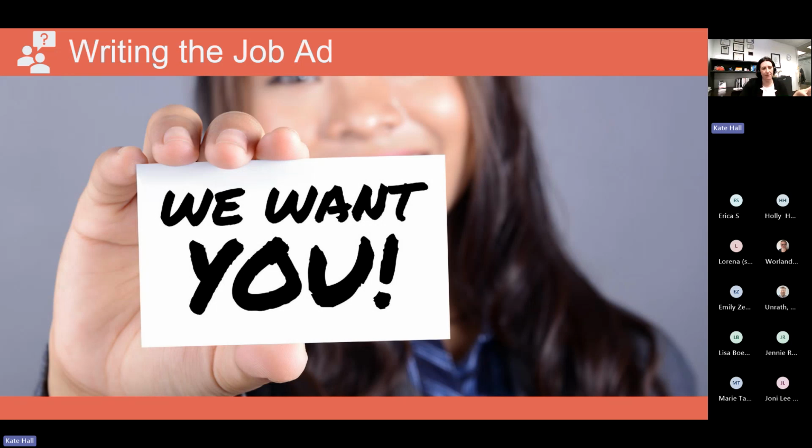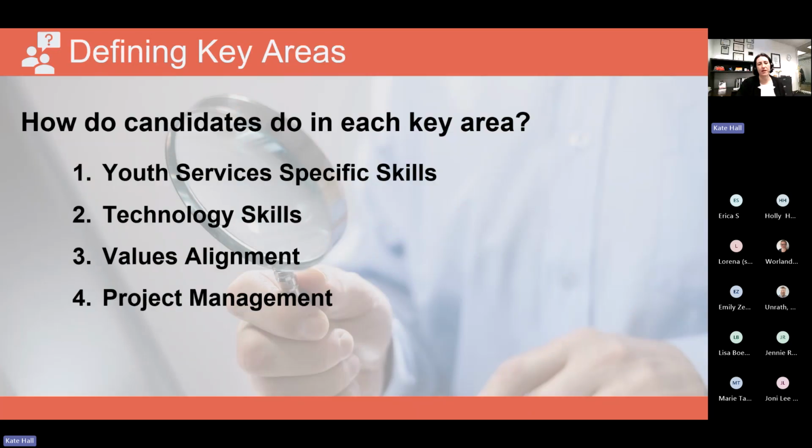We're going to use the same sample we did last week, which is thinking about hiring a children's librarian. Because that's my background and I like children's librarians, I like other librarians too, and other staff. But we're going to talk about if you're hiring someone for a youth services area, what do you need? The first thing that you want to think about is defining key areas.